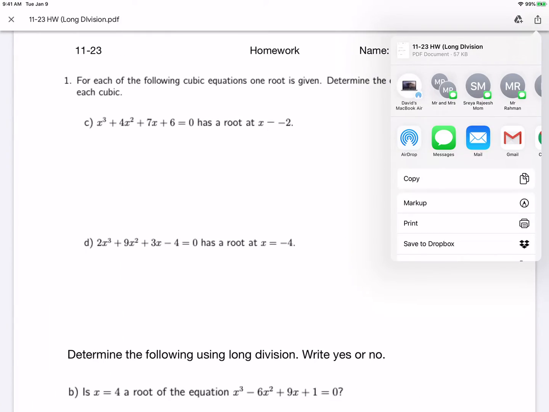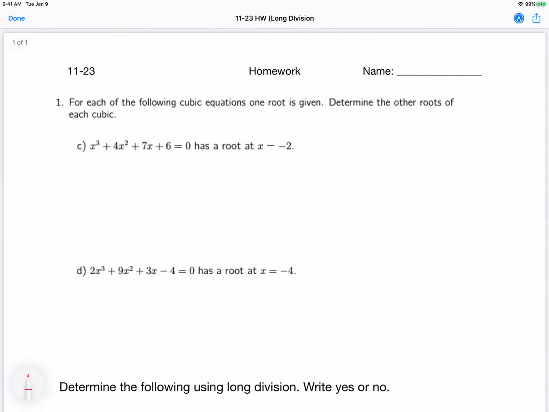Okay, so first, for this question, we have, for each of the following cubic equations, one root is given. This is the homework from Monday. Determine the other roots of each cubic. I think you can use long division to solve for it. One of the roots is given as x is equal to -2.